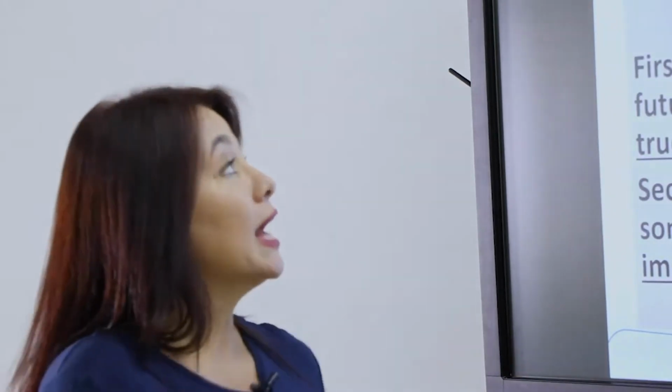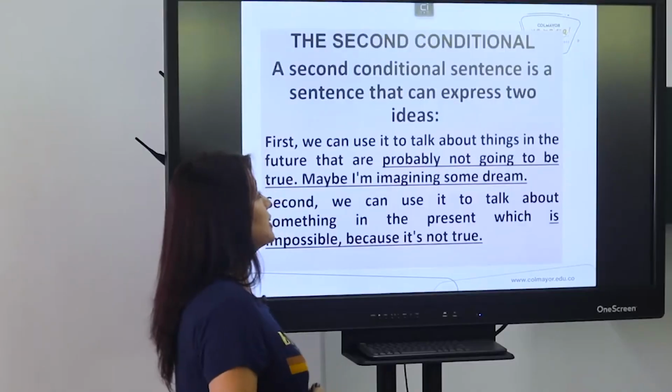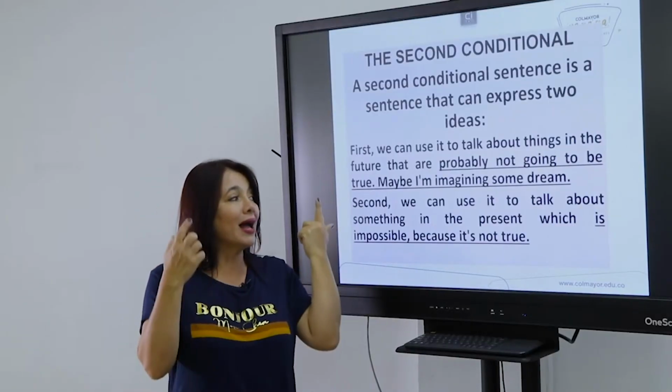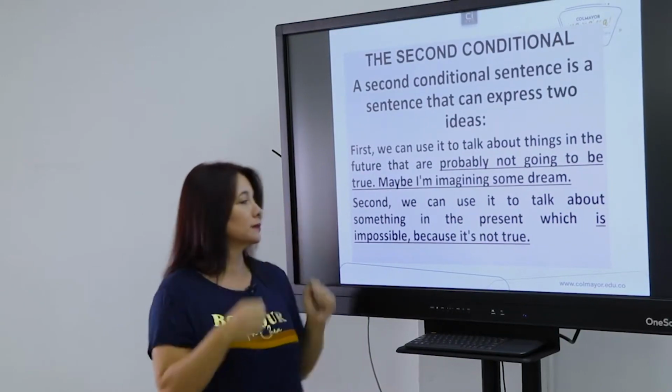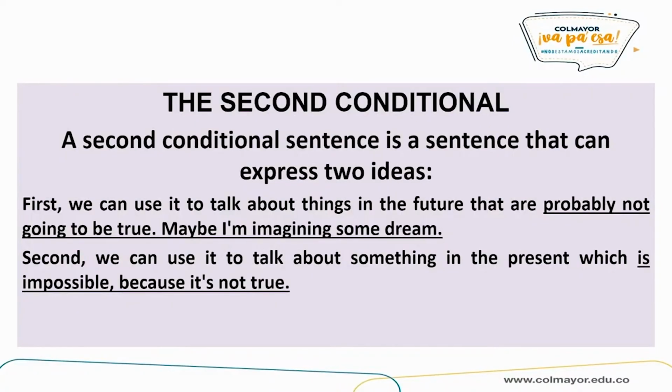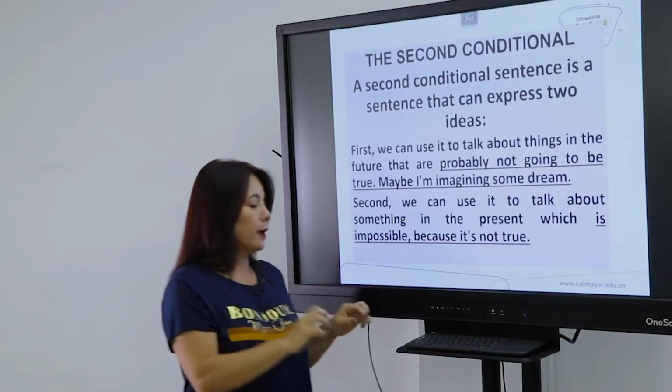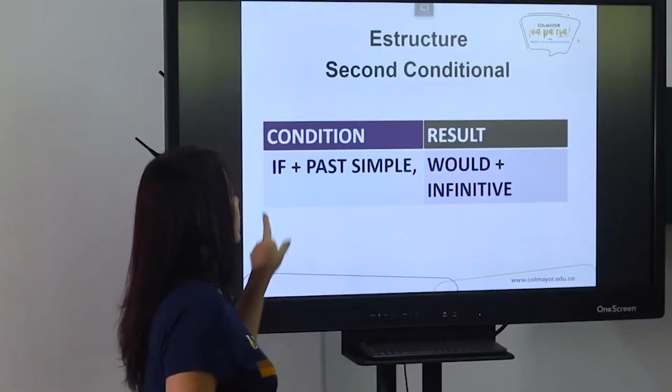Okay, continue with the second conditional. The second conditional is a sentence that expresses two ideas. The first, we can use it to talk about things in the future that are probably not going to be true. Maybe I'm imagining some dreams. The second, we can use it to talk about something in the present which is impossible because it's not true. I'm going to explain it better with examples.